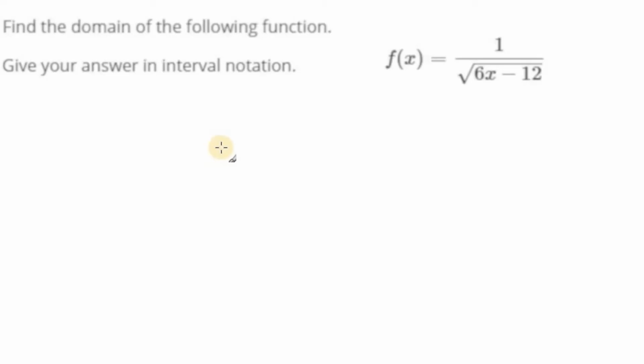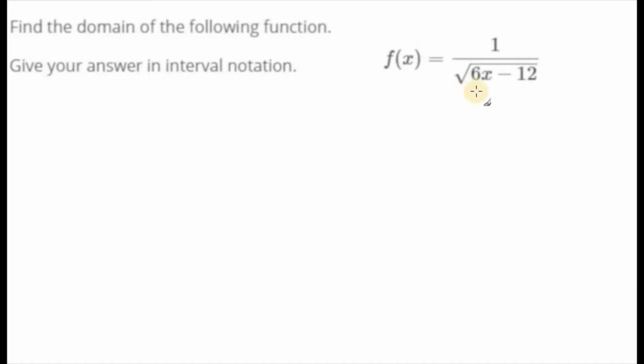Today I'll be showing you how to find the domain of a radical function. So here we're going to take the radical 6x minus 12, and it cannot be less than 0. So you're going to take 6x minus 12 and make it greater than or equal to 0.